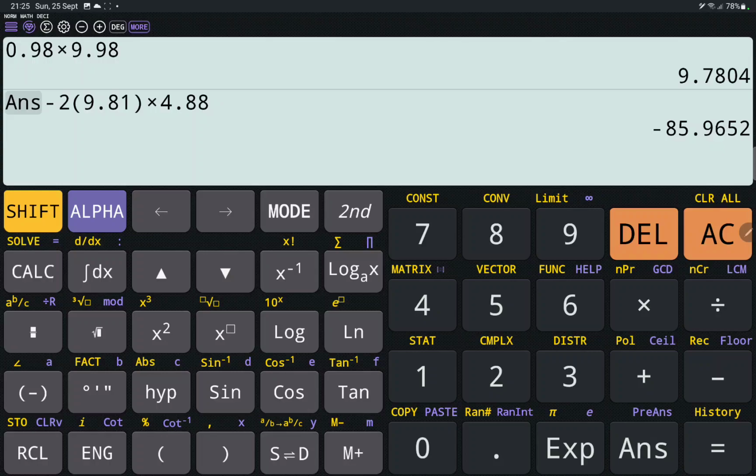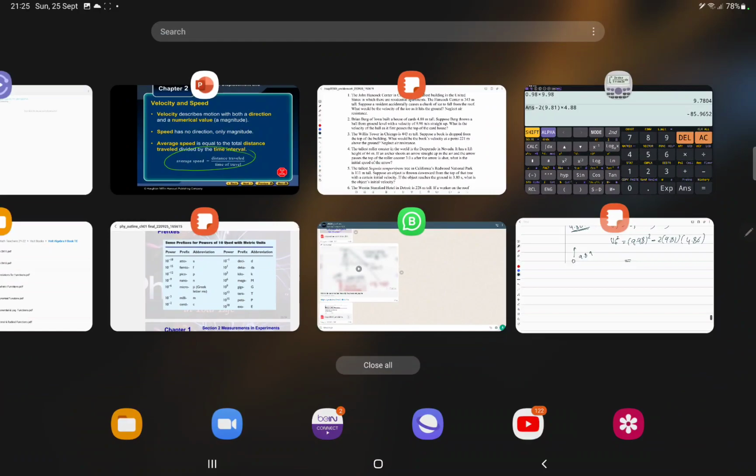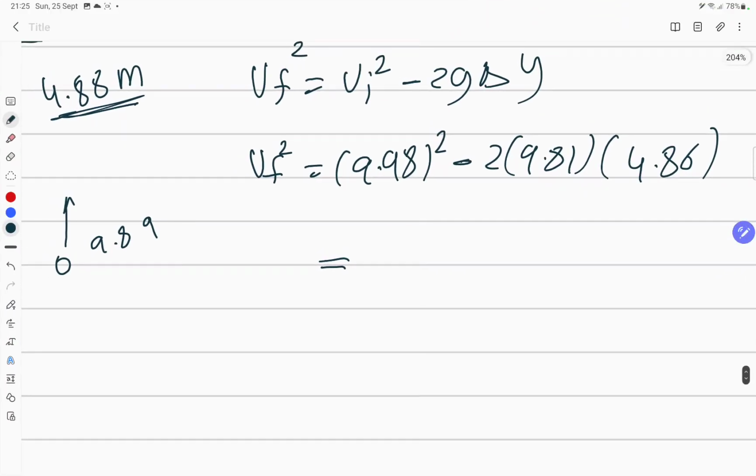Okay, so we need to remove that by putting, see, in such cases if you put a negative sign, you should respect something. Since we are going up, this is going to be positive, and the 9.81, leave this negative sign, and this is 4.88. But we need to remember something here.